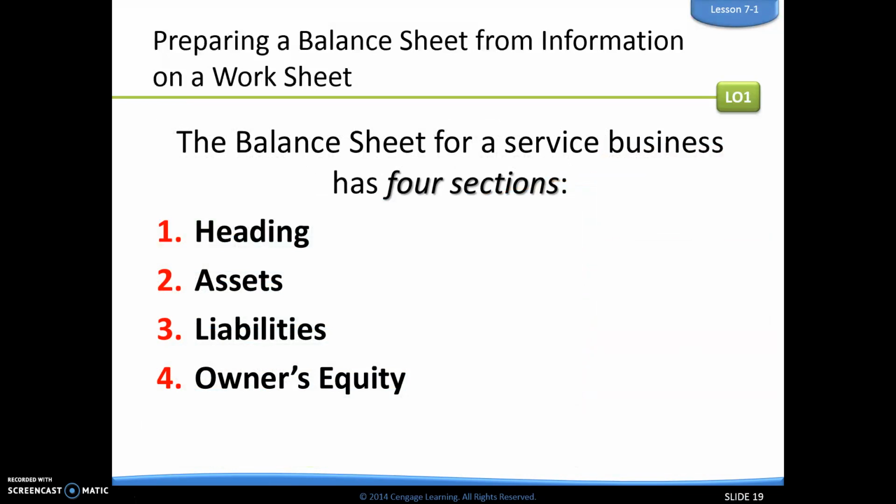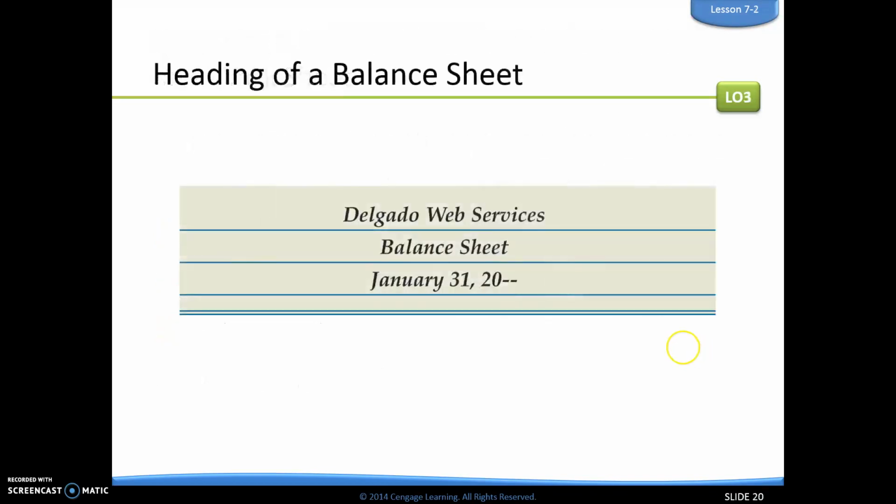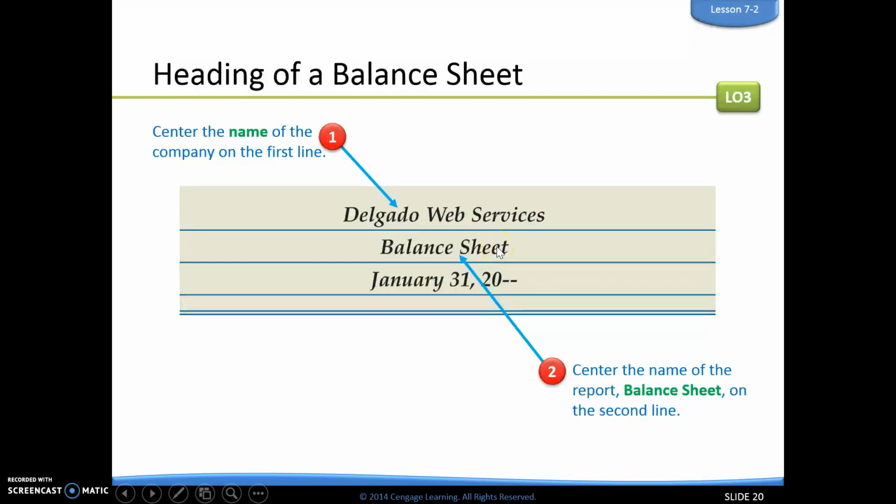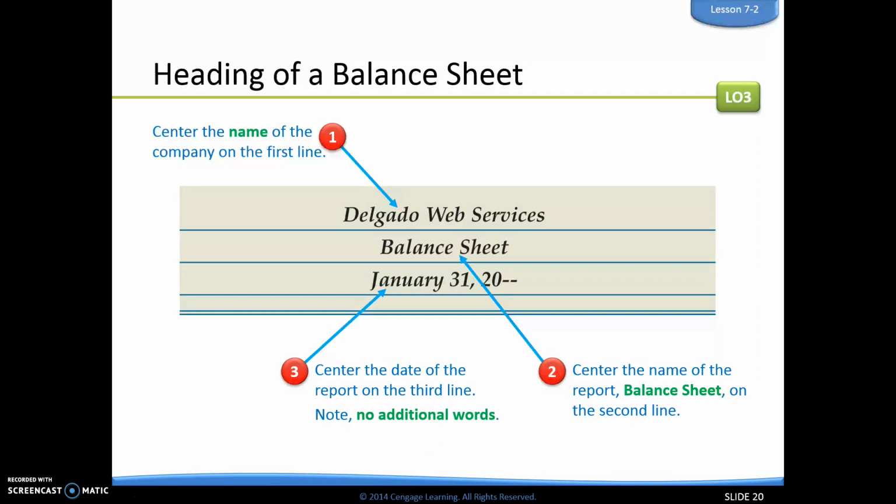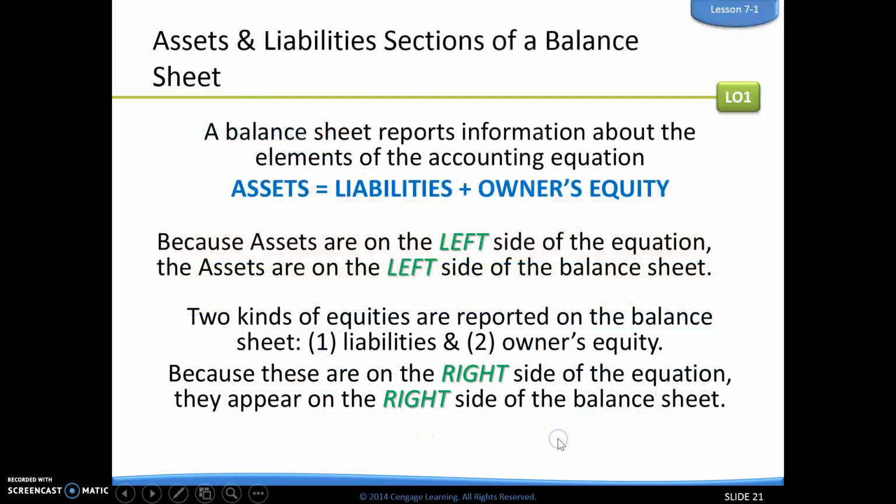Now our balance sheet has four sections, very similar to the income statement: our heading, then assets, liabilities, and owner's equity. For our heading, remember, it's the name of the company, then what our financial statement is on the second line, and the third line is just the date, making sure there are no additional words. This isn't for the month ended, it's just a snapshot on a specific date.